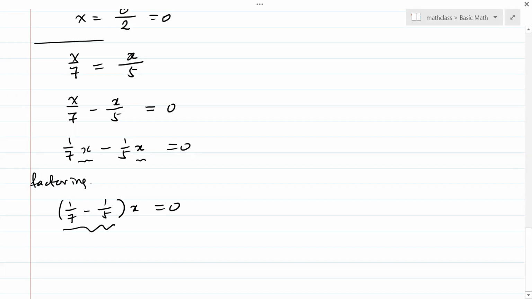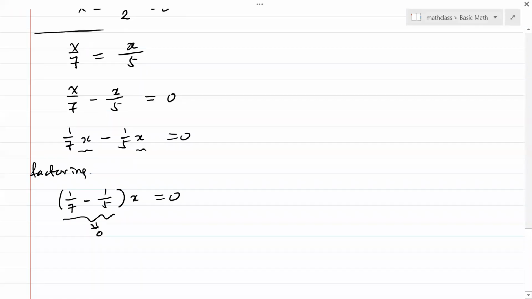But this number is not going to be 0, clear, because they're different, right? 1 over 7 minus 1 over 5 is not going to be 0. A non-zero number times x equals 0, then x must be 0. Why? Well, you don't need to do the computation. This is going to be 0, and 0 divided by any number is going to be 0, okay?